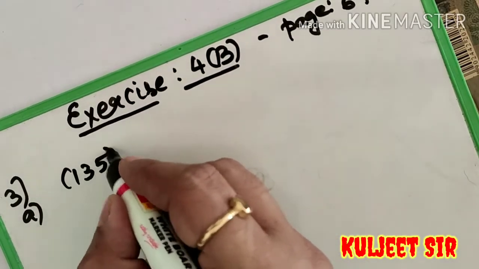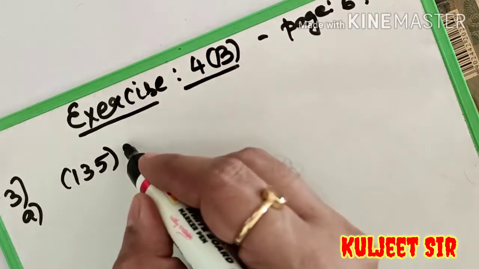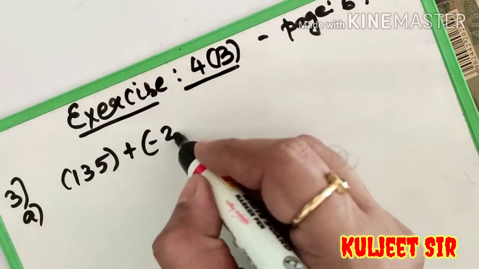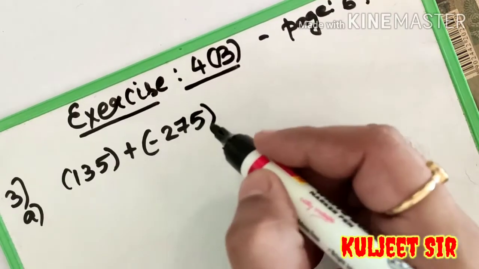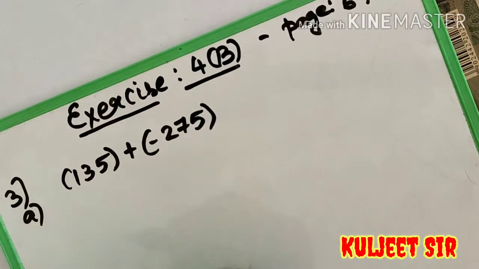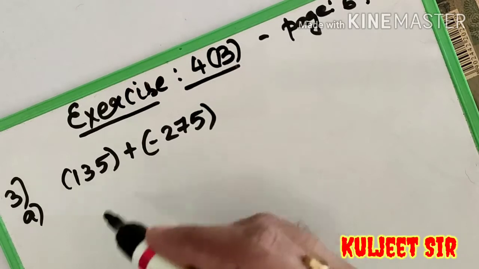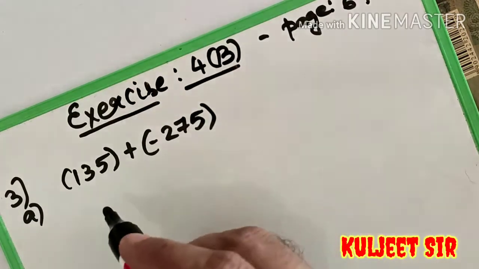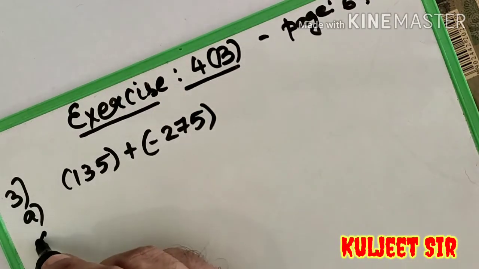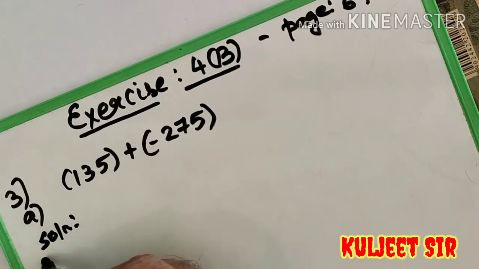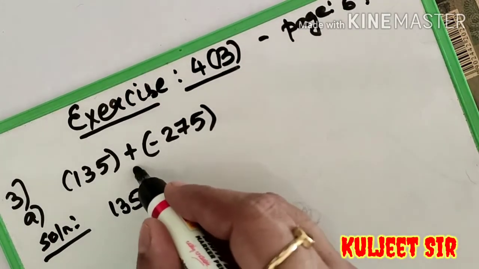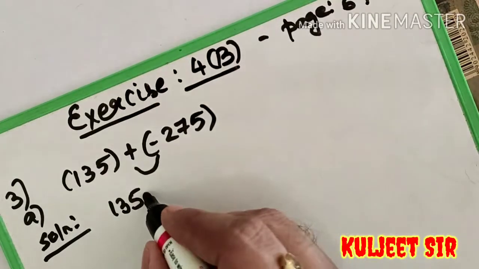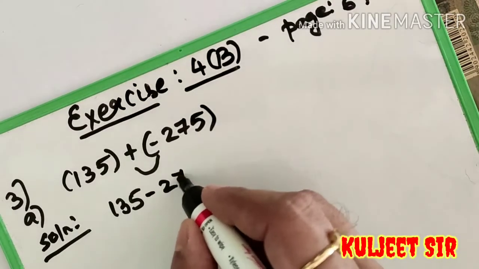135 plus minus 275 is the question. Now as you can see, we have one number which is plus. There's a plus sign in the middle and a minus over here. So first, we'll write the solution in this manner. 135 remains as it is. Plus into minus will make it minus. So this becomes minus 275.